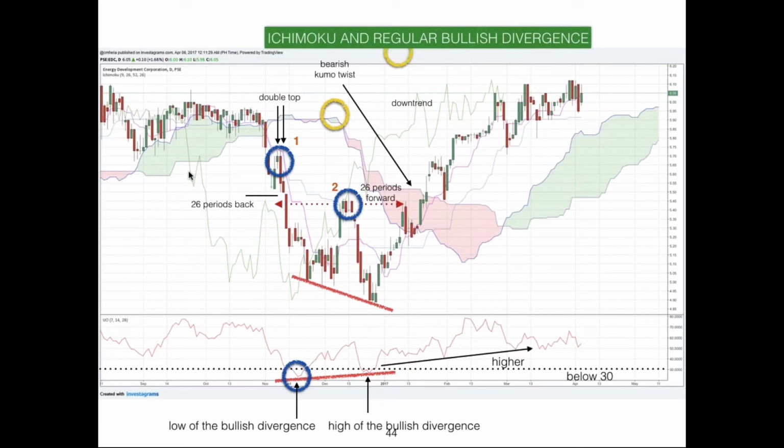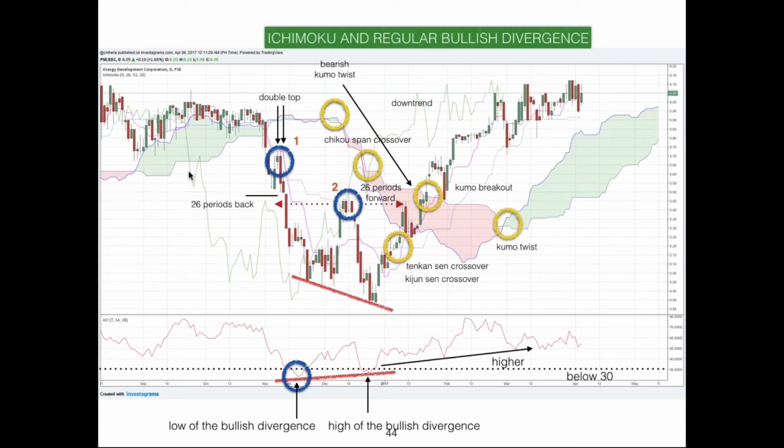After that divergence was formed, we see the following bullish signals. We have the Tenkan-sen crossover. We have the price crossover above the Kijun-sen. We find a Kumo breakout. We find a Chikou Span crossover above the Kumo. We also find a Kumo twist.